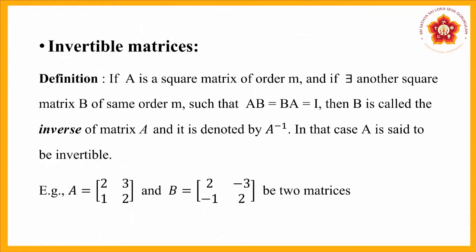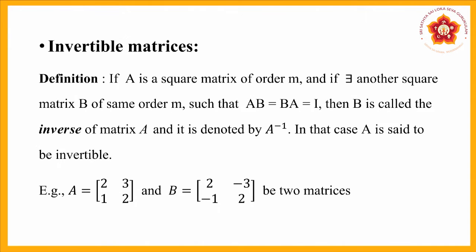Next we have invertible matrices. The definition of an invertible matrix is: if A is a square matrix of order m and there exists another matrix B of the same order such that AB is equal to BA is equal to I, where I is the identity matrix, then B is called the inverse matrix of A and it is denoted as A inverse. And A is also said to be invertible for B. I will talk about that later.